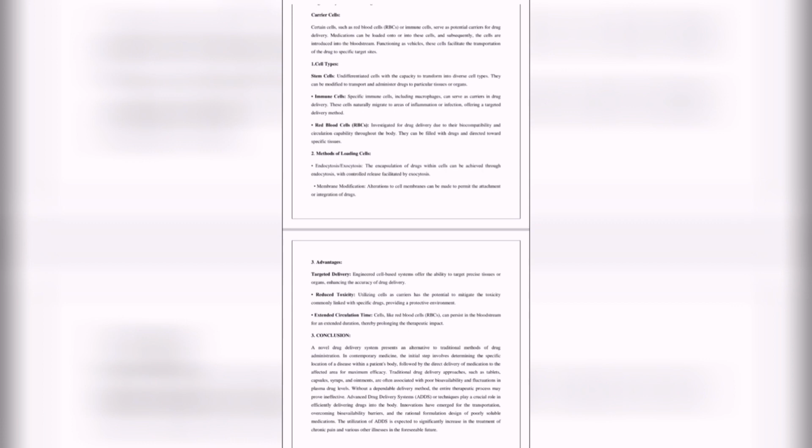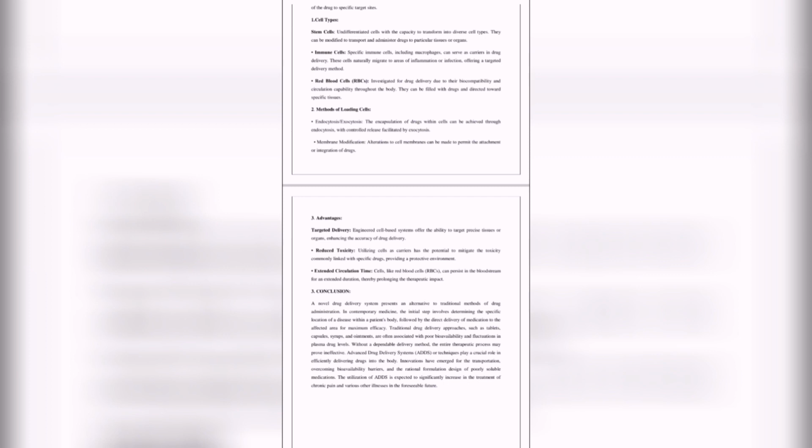Methods of loading cells: endocytosis and exocytosis. The encapsulation of drug within cells can be achieved through endocytosis with controlled release facilitated by exocytosis. Next one is the membrane modification. Alterations to cell membrane can be made to permit the attachment or integration of drugs. The advantages of cell-based drug delivery system: targeted delivery. Engineered cell-based systems offer the ability to target precise tissues or organs, enhancing the accuracy of drug delivery.